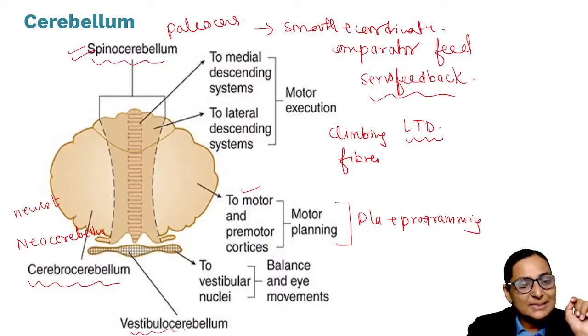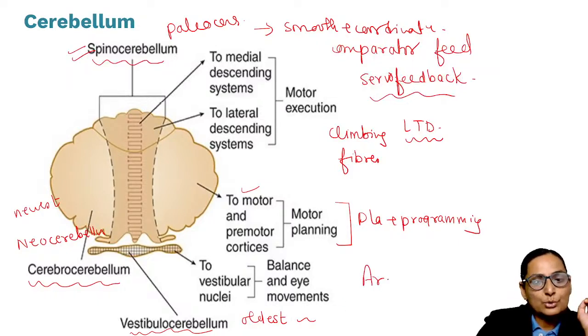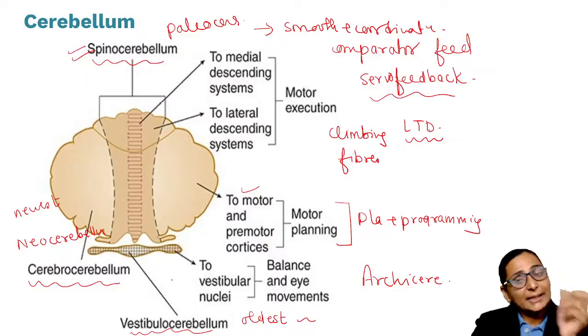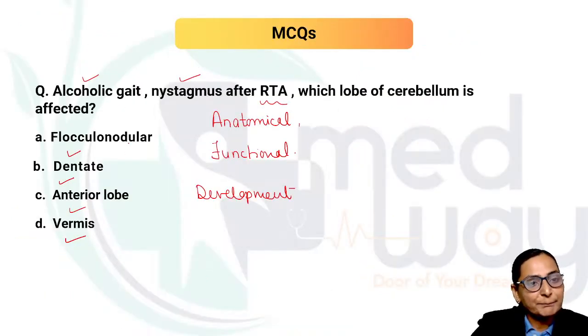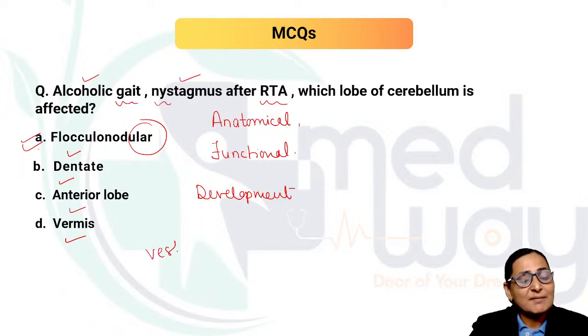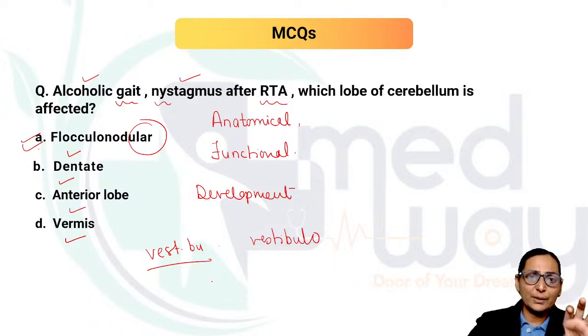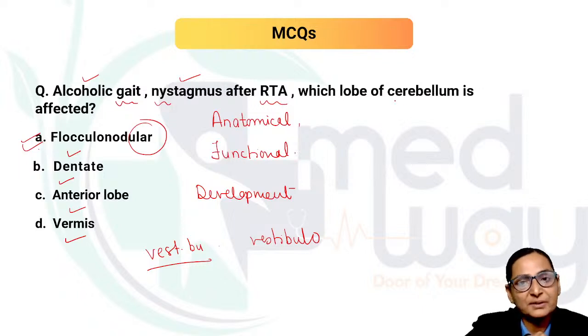Whereas the vestibulocerebellum, which is phylogenetically the oldest part of the cerebellum and also called the archicerebellum, includes the flocculonodular lobe. It is going to give its inputs to the vestibular nuclei, and therefore it is the flocculonodular lobe, option A, that is going to result in alcoholic gait and nystagmus because of its connection to the vestibular nuclei. It is also controlling the vestibulospinal tract and the vestibulo-ocular reflex. They are all regulated by the flocculonodular lobe, which is part of the vestibulocerebellum of the cerebellum.